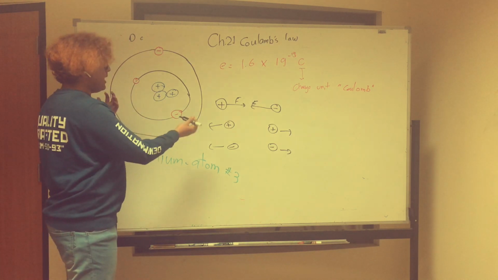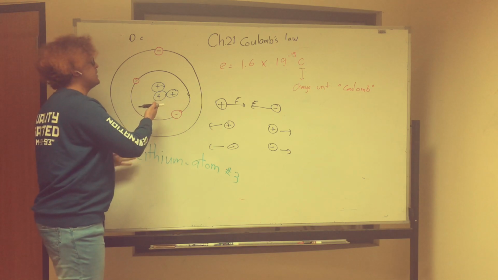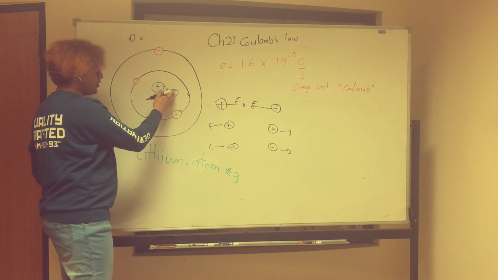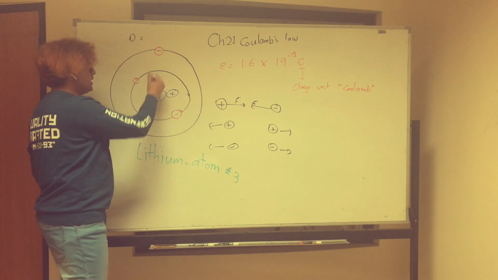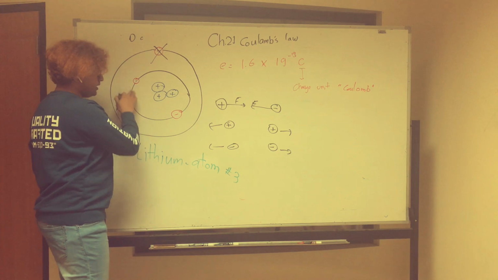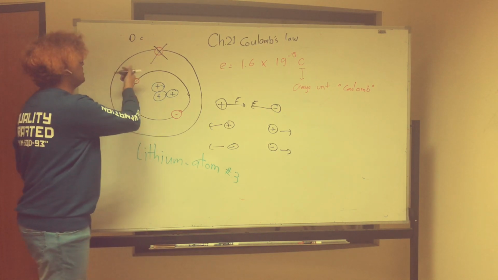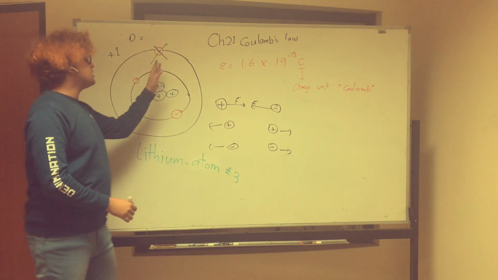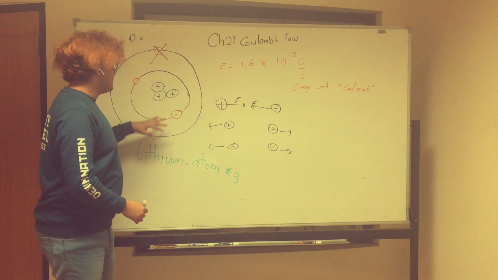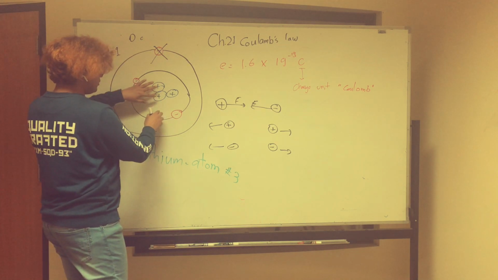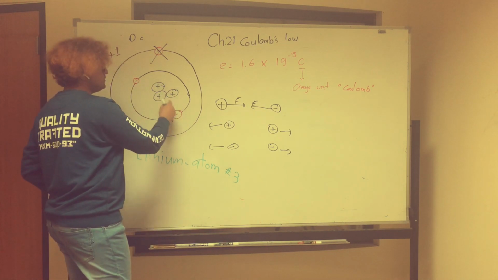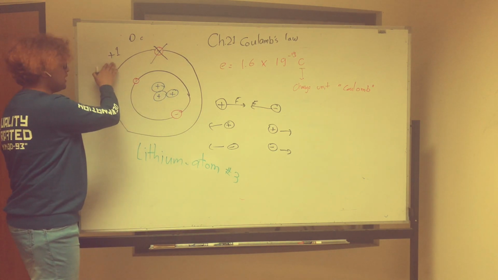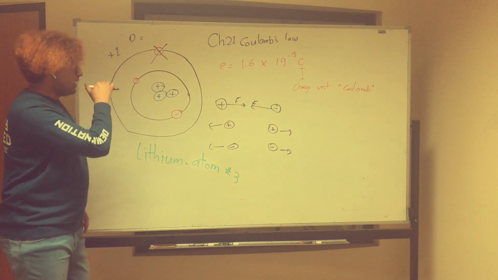But if some other atom comes and interacts with this atom, it might steal one of its electrons. Then it will have 3 protons and only 2 electrons, so the net charge of this atom is going to be positive 1. The 2 electrons cancel out with 2 protons, and we're left with 1 extra proton, which represents positive charge.